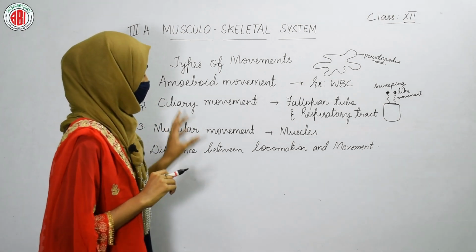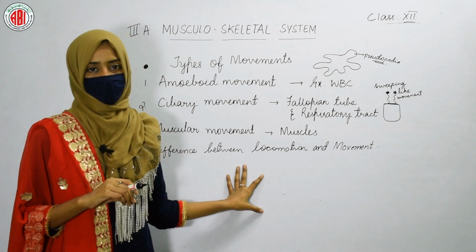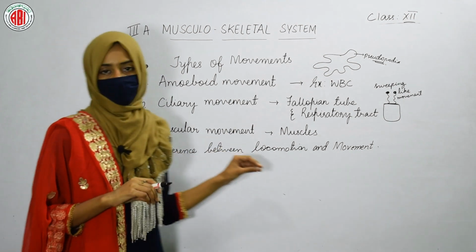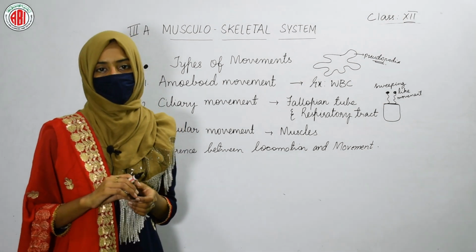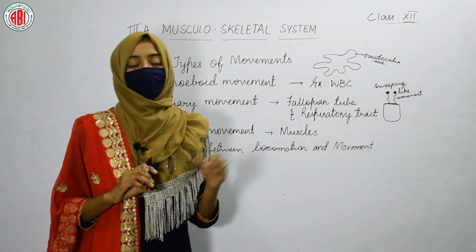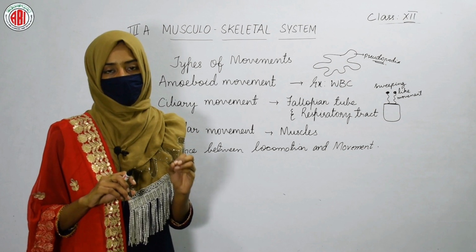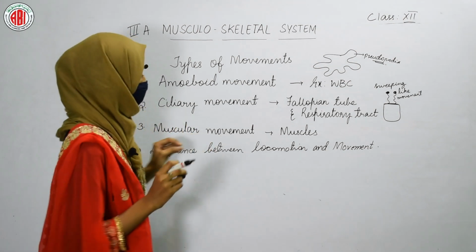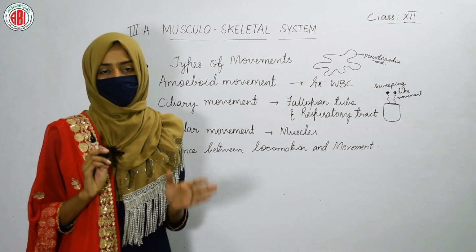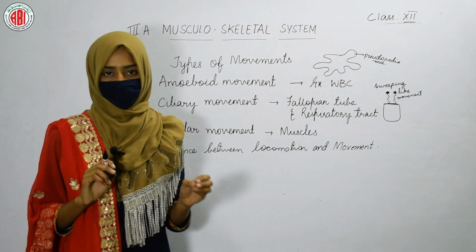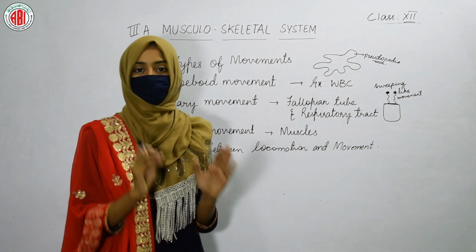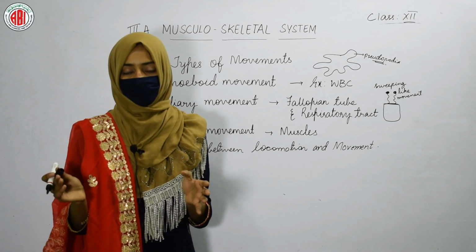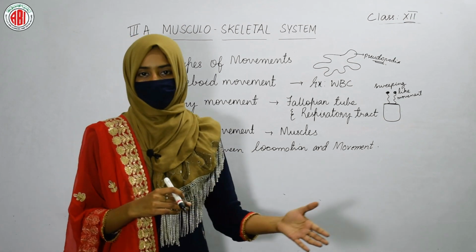There is a misconception that locomotion and movement are similar, that their meanings are identical, but that is not correct. Movement means without changing the position. If we are showing the work of any organ without changing our position, that is called movement. For example, I am standing here, I am moving my hands here and there. This is called movement. I am not moving from my position.